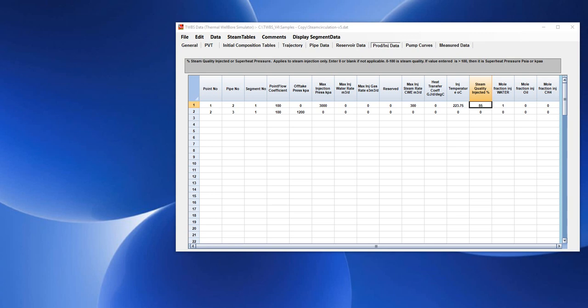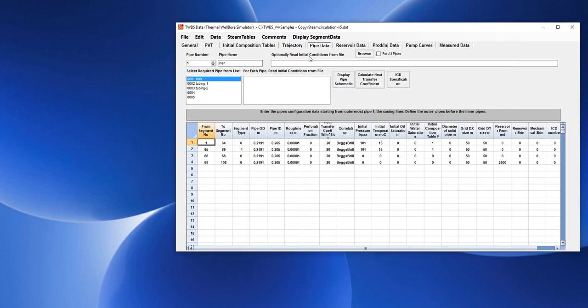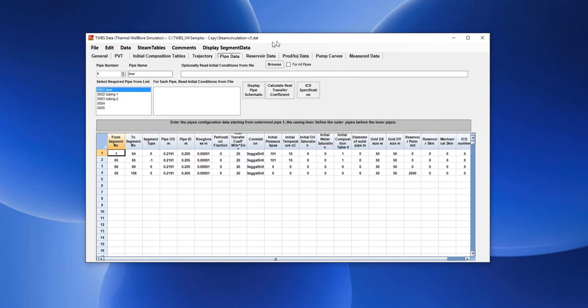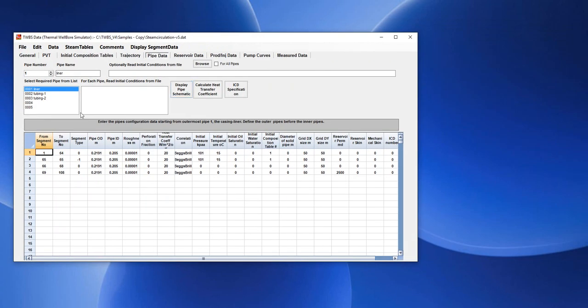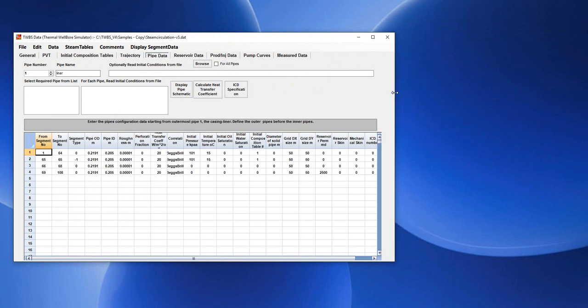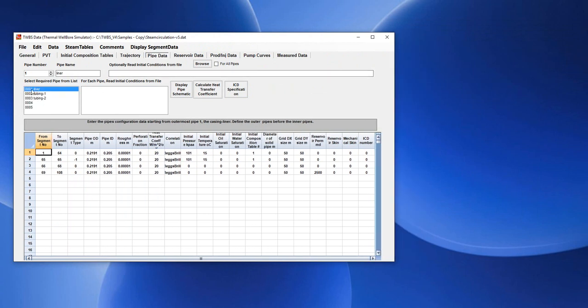To identify which pipe or segment, we have this form here, and we have a uniquely identified point number: point 1, point 2, point 3, point 4. For each point, we identify which pipe number and which segment. So if we go back to, say, the pipe data in this circulation data case, if you look at the pipe schematic or the pipe data, you will see pipe 1, pipe 2, pipe 3.